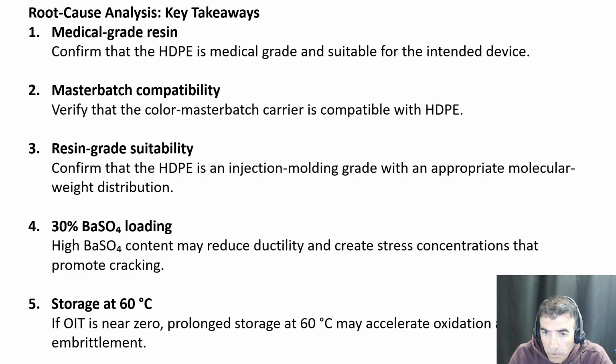And a very important one, and the last one, is storage at 60 degrees C. We found that these compounds were stored at 60 degrees C for some time, and also some of the parts were aged at 60 degrees C. When you are dealing with a fresh HDPE resin, there is enough antioxidant or thermal stabilizer inside the resin that would protect the material.